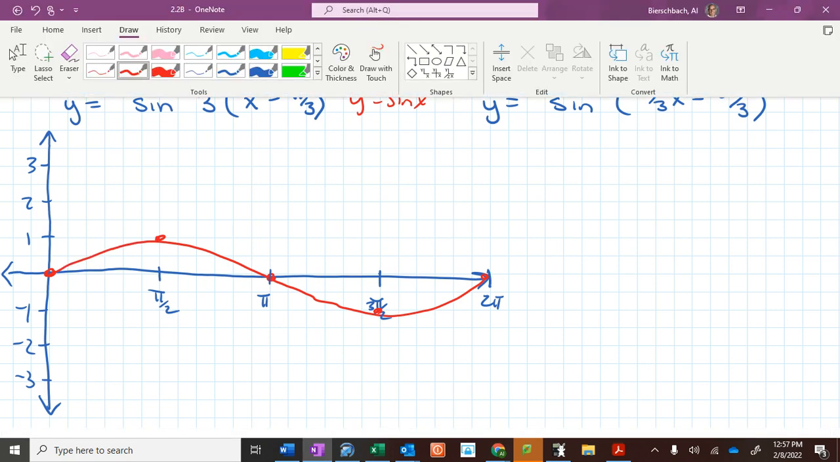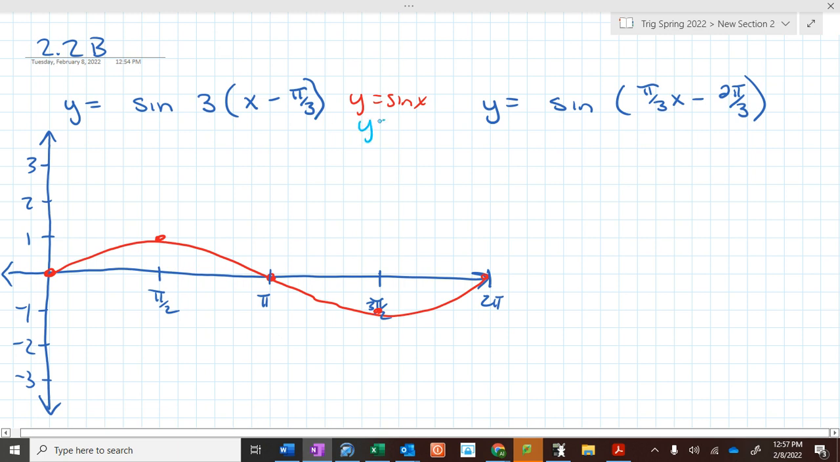What does the 3 do to this? Or the sine of 3x. What does that 3 do to it? Squishes it. How much? Everything's 3 times skinnier. So instead of going 6 spaces, it is 2 spaces. Okay? Instead of 12, we're 4. So boom, boom, boom, boom.